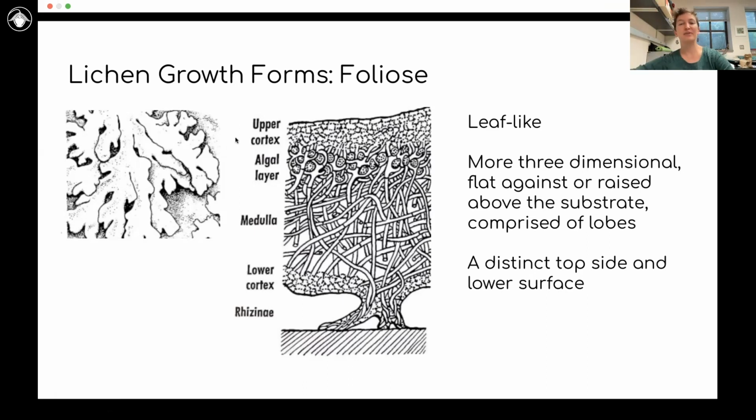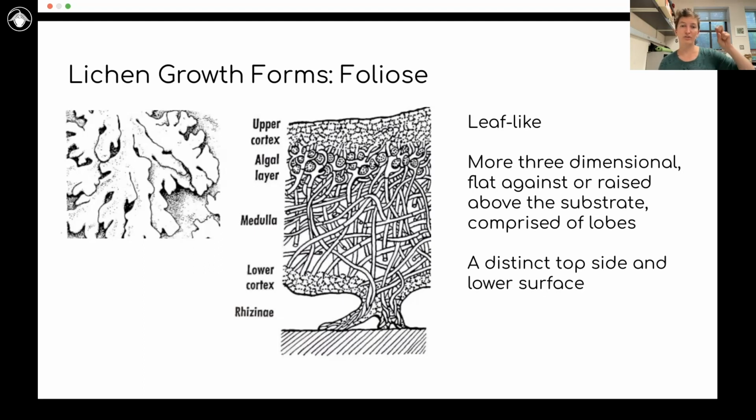So when we slice through this one, we have this upper cortex again of these really thickened cells, the algal layer, the medullary layer, and then very importantly, we now have a lower cortex. So again, that enables them to lift off the substrate, but still be protected underneath because they have this lower cortex layer. Some of them, not all of them, also have these rhizines.